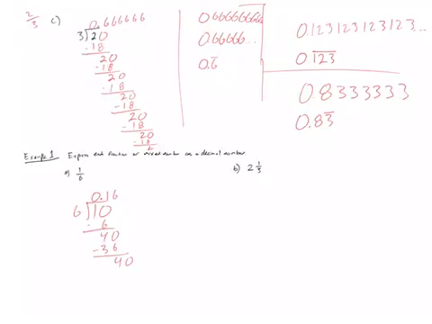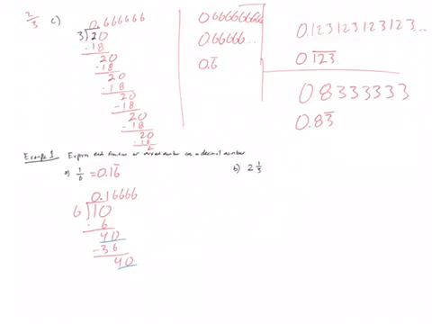Oh, and I'm noticing now, notice I have a 40 here and a 40 here. So at this point this is going to keep going on forever. 6, 6, 6. So then this is going to be 0.16, and the repeating symbol just goes above the 6. Not over the 1 and the 6, but just the 6.